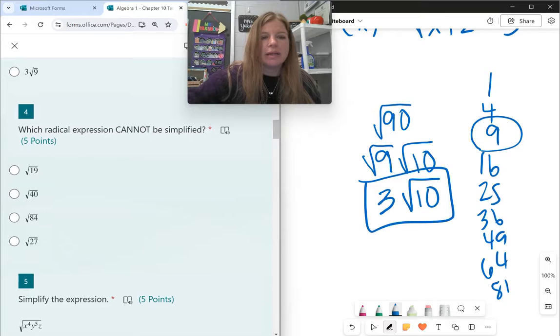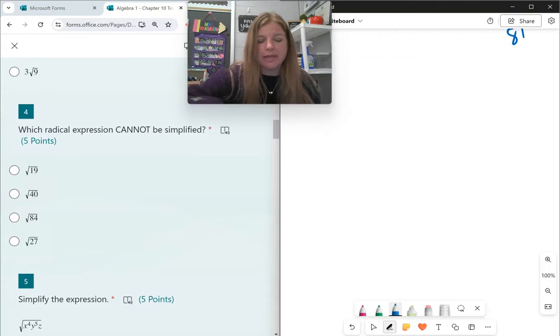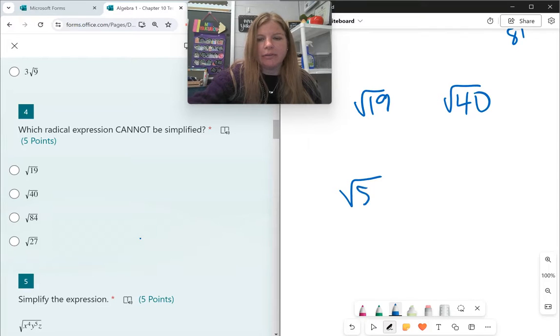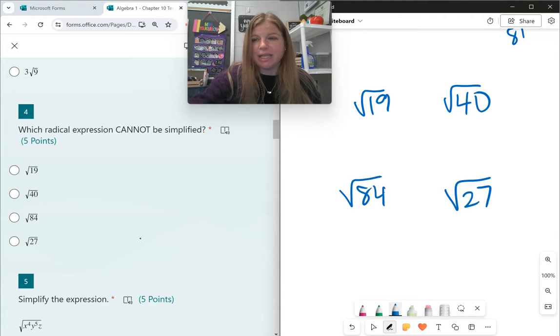Number 4, which radical expression cannot be simplified? Ooh, so these are good. So radical 19, I have radical 40, I have radical 84, and I have radical 27. All right, so 19, my list, right? 1, 4, 9, 16. Doesn't look like 19 is divisible by any of those. Let me check the rest.